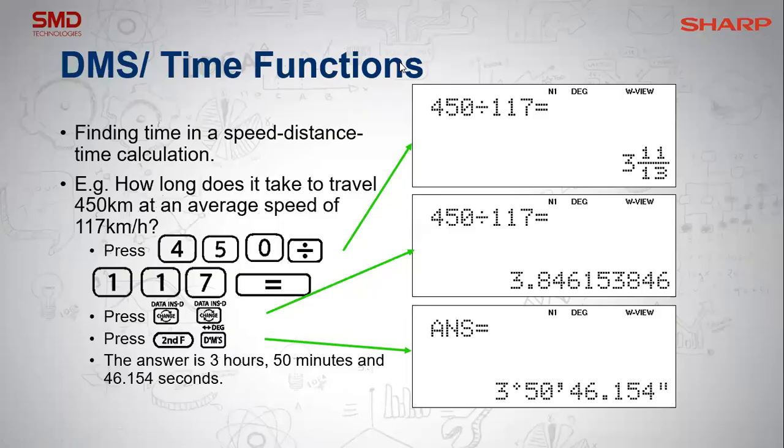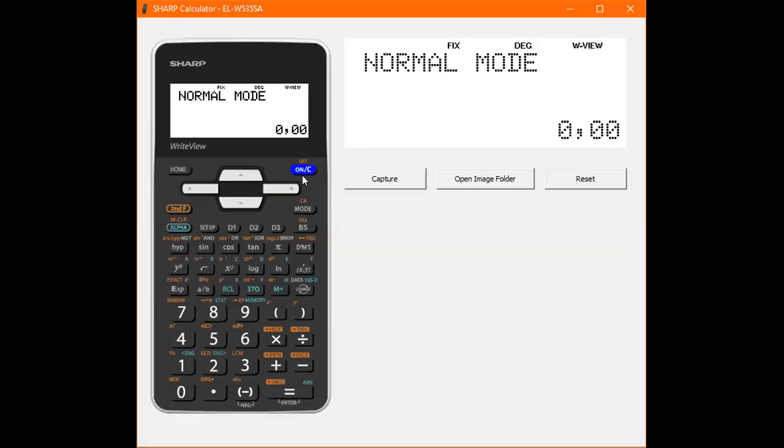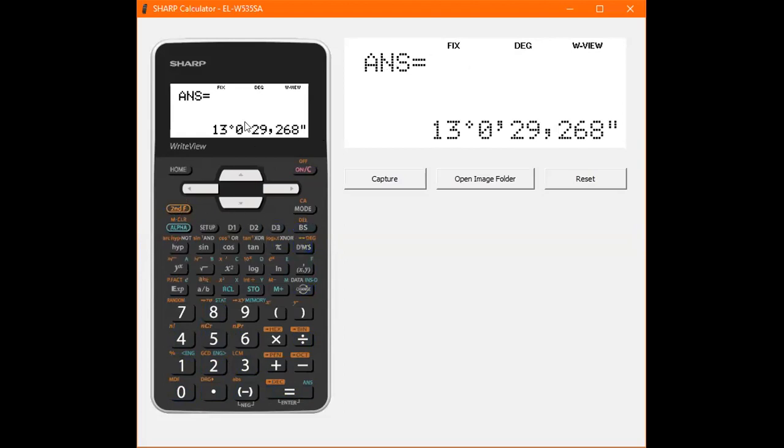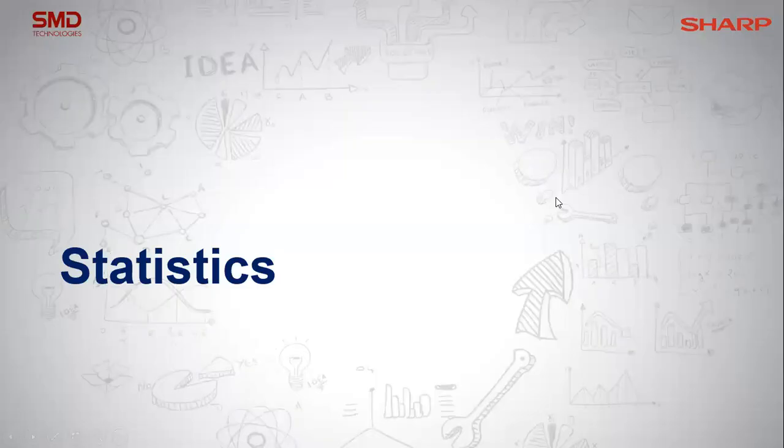We can also do a speed, distance, time calculation. So how long does it take me to get somewhere? So if, for example, I travel to Cape Town, it's 1,600 kilometers away, and I do an average speed of 123 kilometers per hour, and I say equals, gives me 13 hours, basically almost 13 hours. So what we'll do is then press second function and DMS, and it will give me 13 hours and 29 seconds. So poor example, but you can see exactly how it works. Awesome.